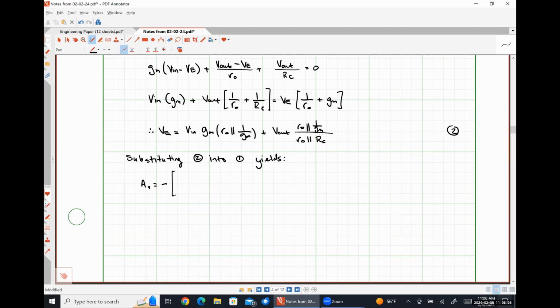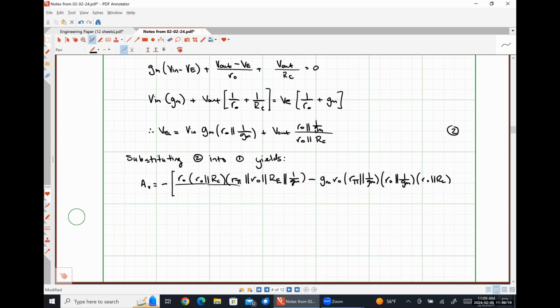Let's start with our numerator. So this is r naught times r naught in parallel with RC times r pi in parallel with r naught in parallel with RE in parallel with 1 over gm, minus gm r naught times r pi in parallel with 1 over gm times r naught in parallel with 1 over gm times r naught in parallel with RC.